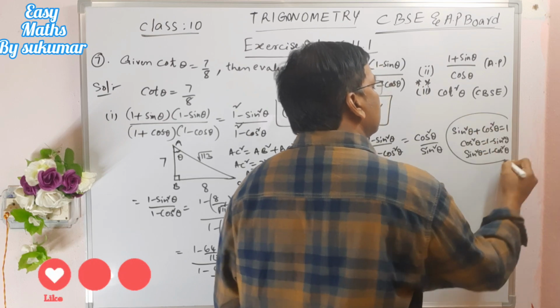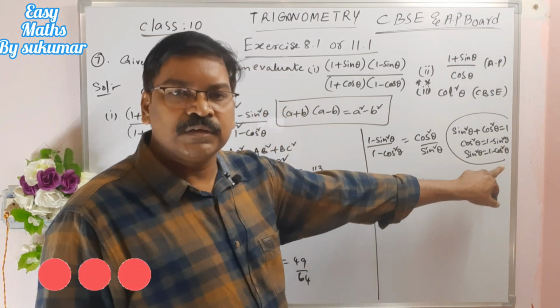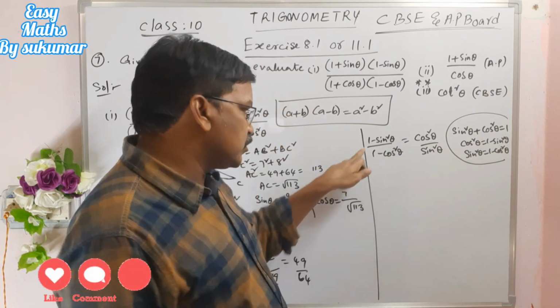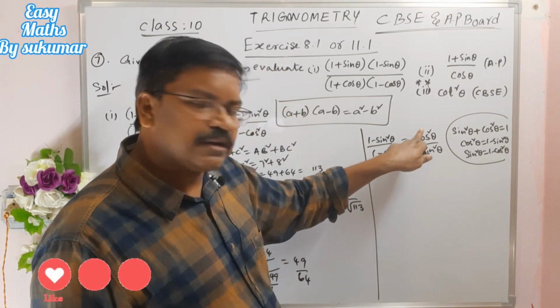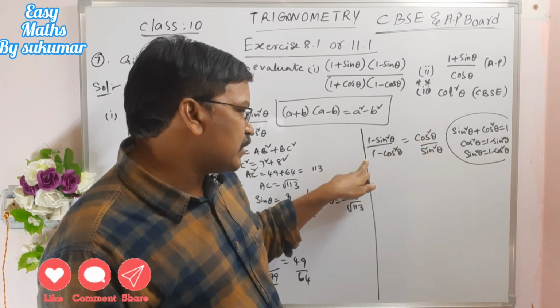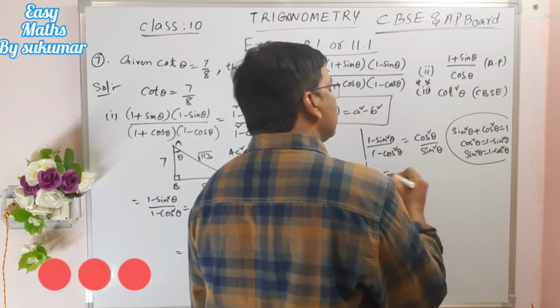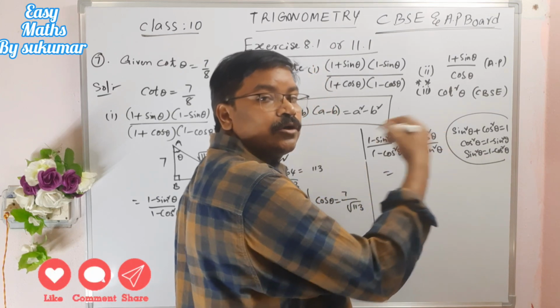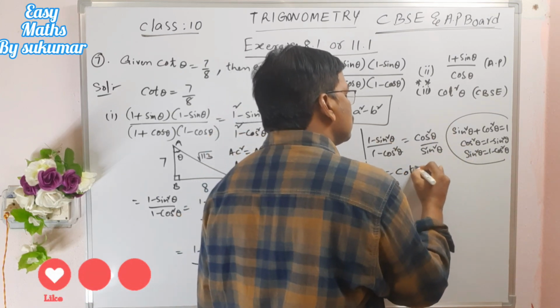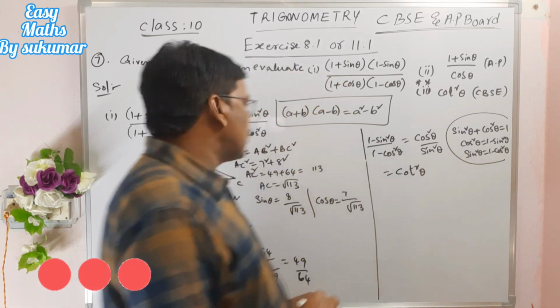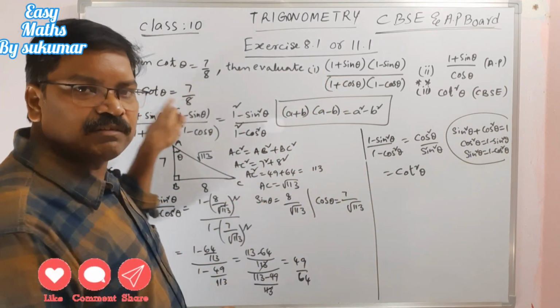So my dear students, we can use this identity, and instead of this 1 minus sine square theta, we can write cos square theta, and 1 minus cos square theta means sine square theta. So again we have another identity, cos by sine means cot, so this is equal to cot square theta. So actually cot theta is given 7 by 8.